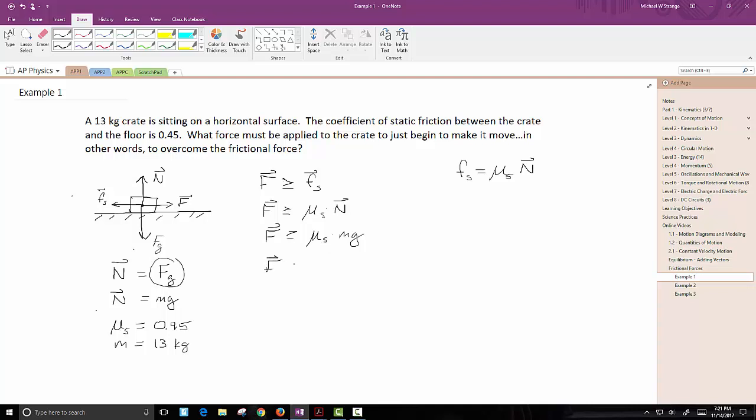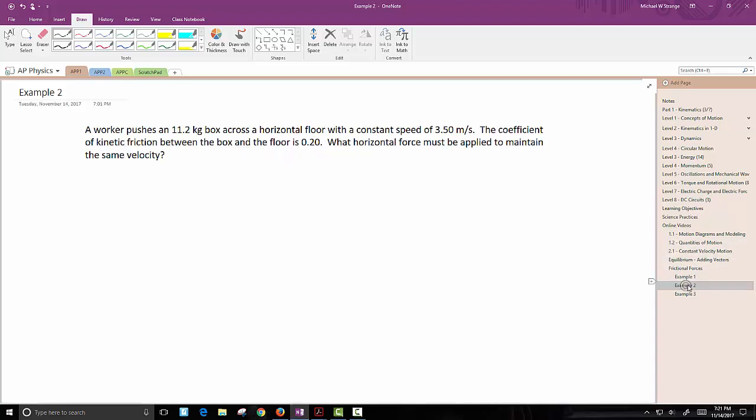The force is greater than or equal to the coefficient, 0.45 (I know that looks like a 9, it's a 4 or 5), times the mass, which is 13, times g, which is 9.8. And that would be my force. I'm not going to calculate it. So if my force is greater than or equal to this, the maximum static frictional force, then the box will start to move. Okay? All right. One thing you may want to do is just try to do these before I do them.